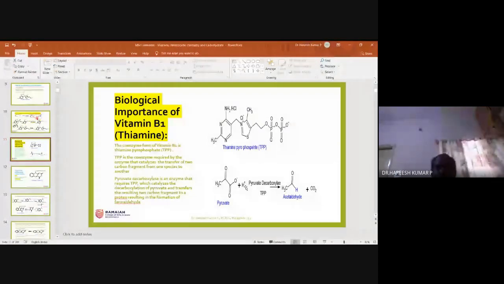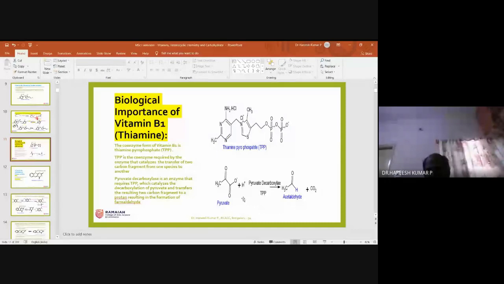What does it mean? Vitamin B1 is the precursor for the coenzyme called thiamine pyrophosphate. Thiamine pyrophosphate is a coenzyme required by the enzyme that catalyzes the transfer of a two carbon unit to the substrate. Okay, so that is the biological importance of thiamine. So this is the reaction, and this will be the coenzyme. Okay, so you know that.